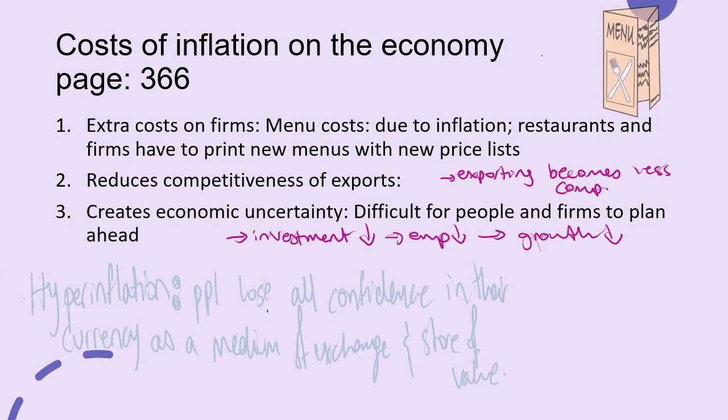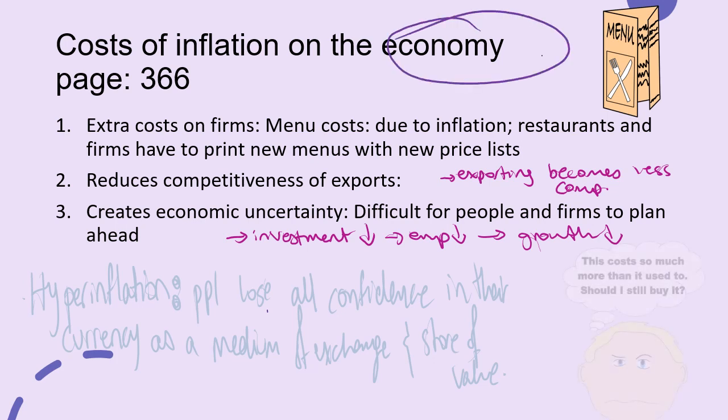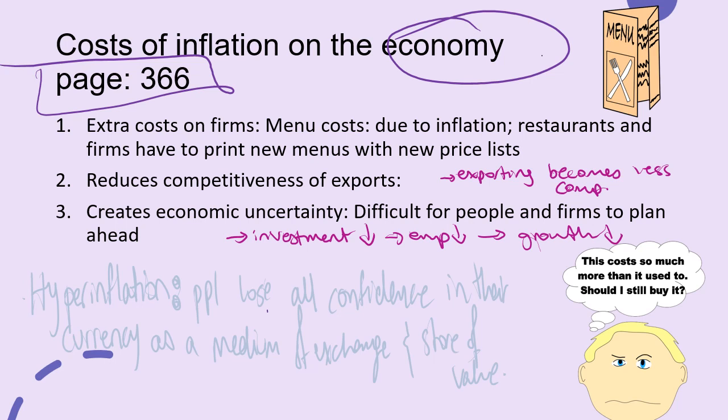Now, what are the costs of inflation on the economy? How does inflation affect the economy? And you can find this in your books in more detail on page 366. The first one is extra costs on firms. Okay, so for example, here I would be talking about something called menu costs.